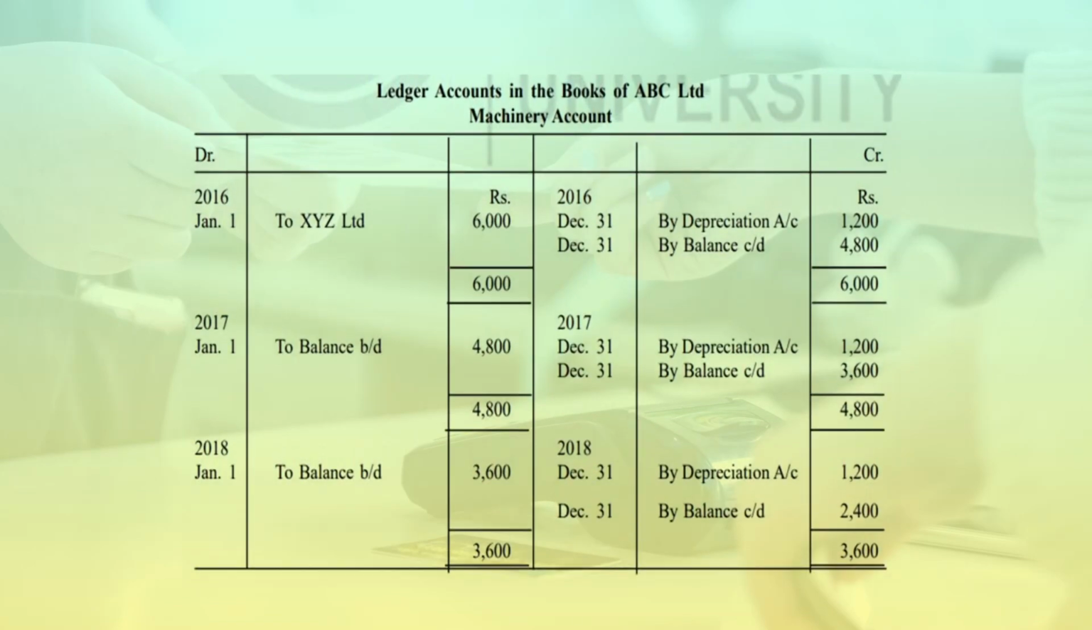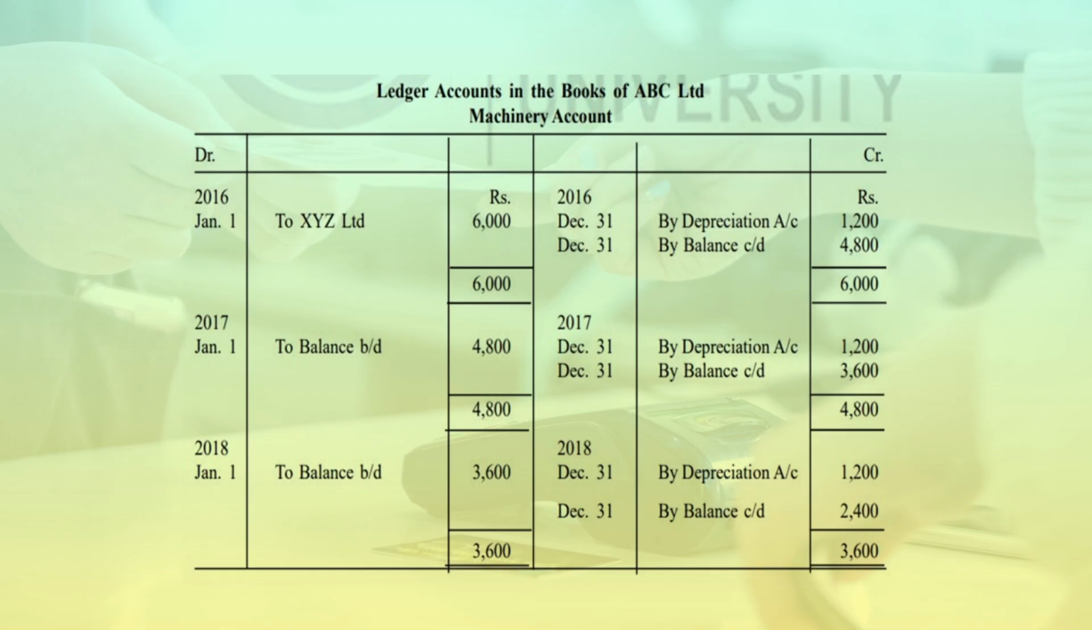So, we will prepare the ledger accounts in the books of ABC Limited. It means ABC Limited is the hire purchaser. So, ledger account in the books of hire purchaser. First it is the machinery account, and then the other accounts. Here the machine has been bought for rupees 6,000. So, we made an entry: machine account debit to hire vendor. The hire vendor is XYZ Limited. So, it is 6,000 rupees. Then we charge the depreciation at the rate of 20%.